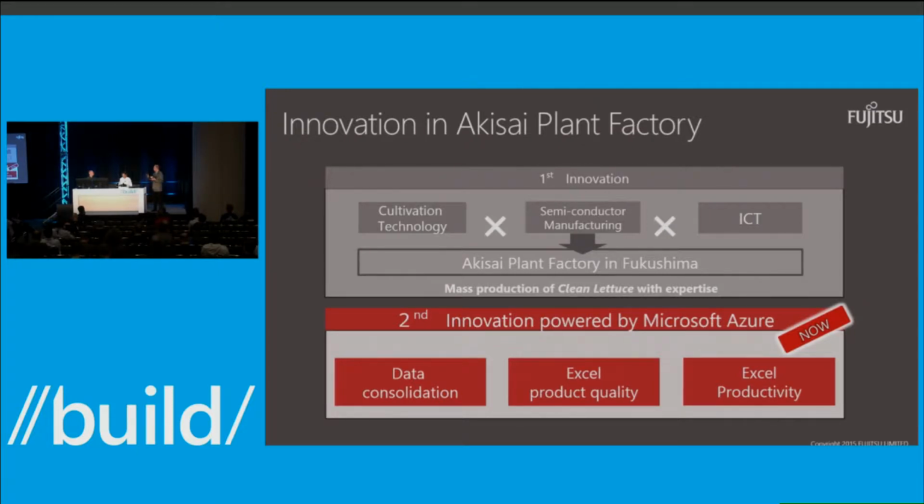If you want to produce lettuce in a known and very carefully controlled environment, you can't just plant it in the ground. No matter how carefully you monitor the ground and you take care of it, things get into it. So it's produced in the clean room under the control of hydroponics with complete control of the environment. First innovation wave we did at the Akusai plant factory, as I said, in Fukushima, resulted in us producing physically the lettuce.